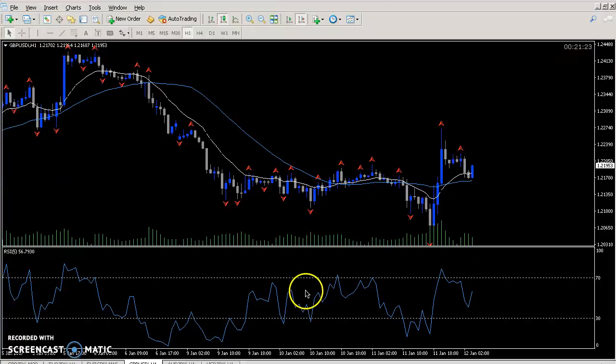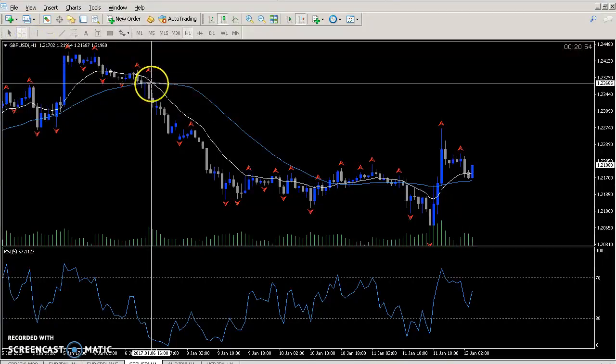There are limitations to this indicator. The limitation is that it only works in sideways trends, which means it's just going up and down, up and down, up and down. If it's in a downtrend, this indicator won't work for you. If it's in an uptrend, this indicator won't work for you. So, a clear example.